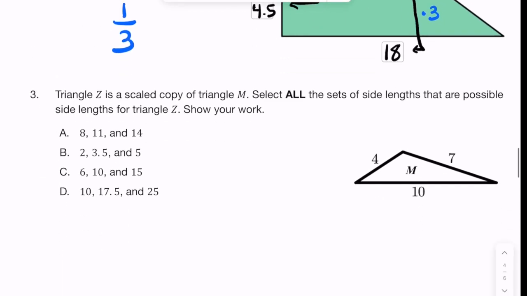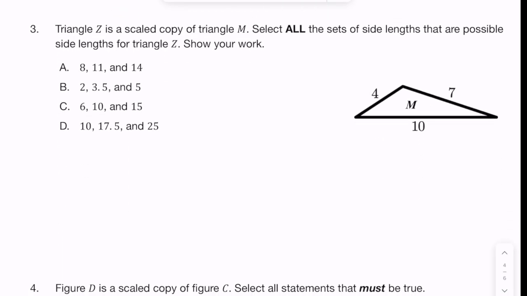Cool. All right. Question 3. Triangle Z is a scaled copy of triangle M. Select all the sets of side lengths that are possible side lengths for triangle Z. Show your work. Okay, so here we're just trying to figure out, this is my original, and which of these could be scaled copies.